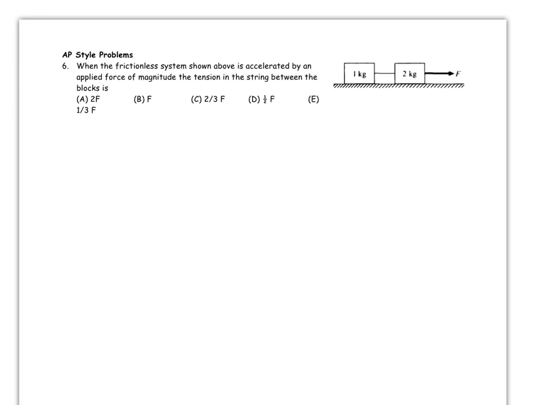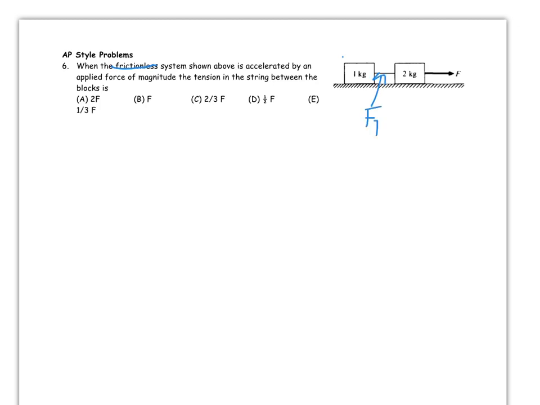We're going to begin working through the AP style questions for homework number 7 here. So to start, I have a system of two blocks, and it's frictionless, being accelerated to the right by some pulling force F. And I want to know the magnitude of the tension in the string connecting the two blocks.